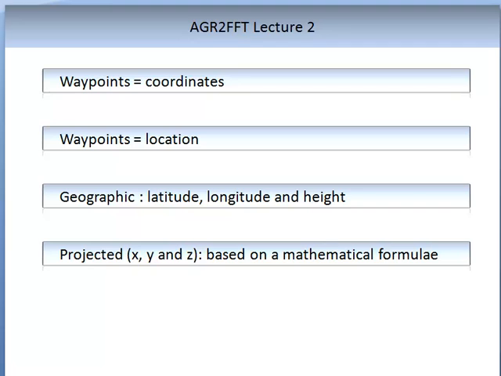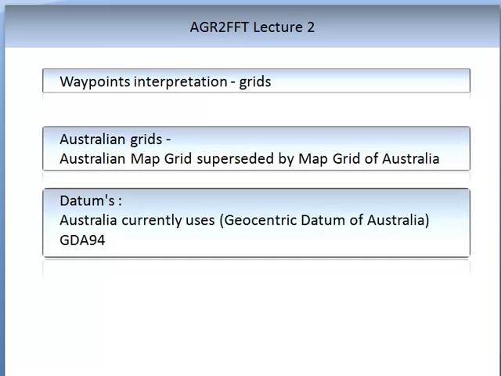When you are determining a location, you will often use coordinates. In GPS terminology, these are called waypoints. The waypoints come from the geographic discipline, and they represent latitude, longitude and height. The projected x, y and z coordinates are based on a mathematical formula. In order to interpret the waypoint data, grids are used. The grids used in Australia are the Australian Map Grids, and they are superseded by the Map Grid of Australia. Different countries will use different grid systems.